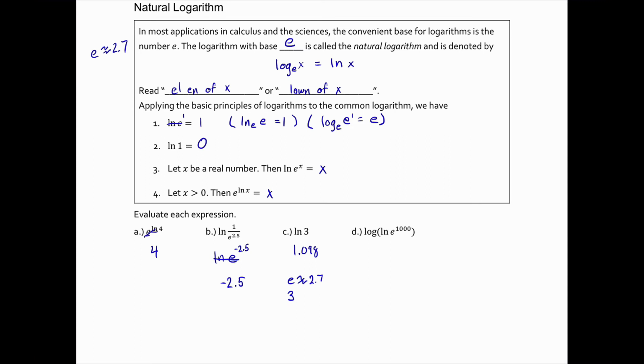Okay, and then lastly, we have the composition. We have log of ln of e to the 1,000. Let's do the inside first. ln and e cancel. So we have log, and that's still left. Then we have 1,000. And well, can I get a matching base here? Yeah, the base of this log is 10. So I can rewrite this as log of 10 to the third. Then the 10 that's assumed to be here cancels. So our answer is just going to be 3.